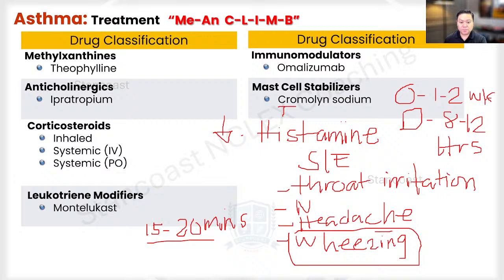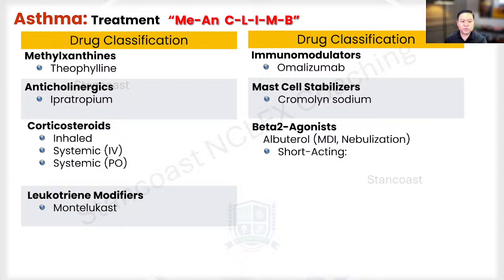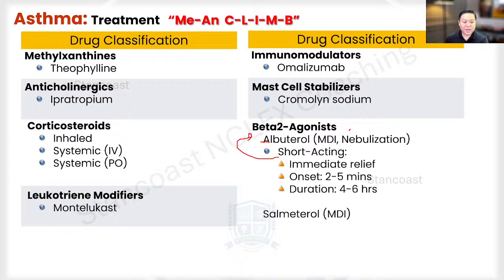Now, the patient who will be taking the last classification, let me erase this, the beta-2 adrenergic agonist, is represented by the albuterol, which is something that you've known pretty much, maybe much more frequently. Probably you have administered this to your patient as an MDI, or it could be a nebulization. It can be in the form of short-acting, or it could be long-acting. So this is a short-acting, and we also have the long-acting, which is the salmeterol.